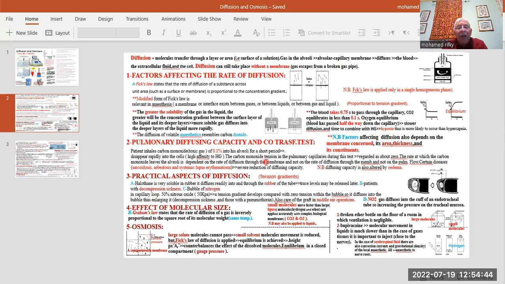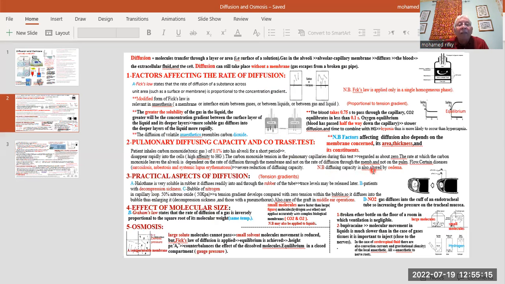So this gives a hint that whenever there's a problem in the diffusion, it is a matter of the lung, you see, not the circulation. Of course, diseases such as asbestosis, sarcoidosis and systemic lupus affect this diffusion capacity of carbon monoxide. Of course, if there is edema, it will also affect this diffusion.